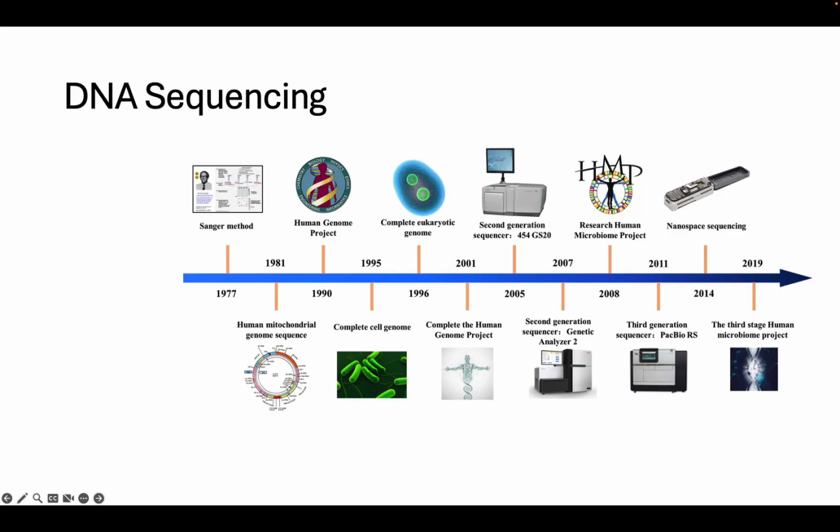You can see some of the different advances in sequencing. The first mitochondrial genome, the Human Genome Project, first cellular genome, which was a bacterium, the complete eukaryotic genome, the first completion of the Human Genome Project, and then the invention of second-generation sequencing, which we'll talk more about a little bit later, the Human Microbiome Project, third-generation sequencing, and all of these different advances. So what we're going to do through this video is look at the different kinds of sequencing technology and how they work.